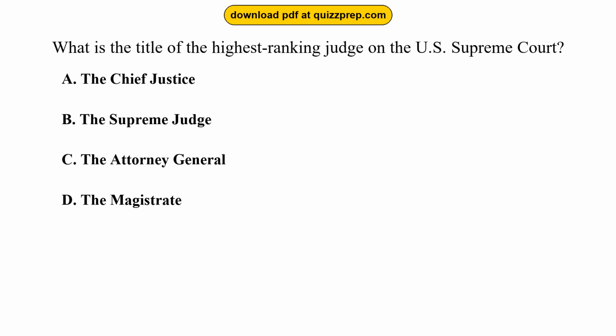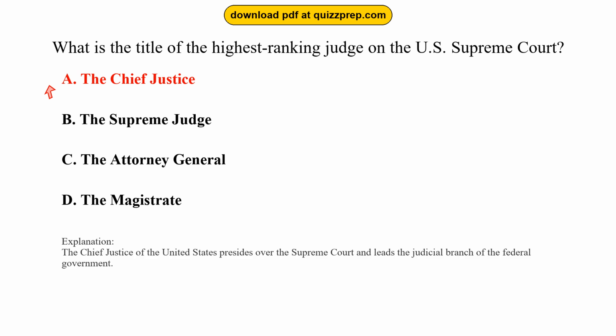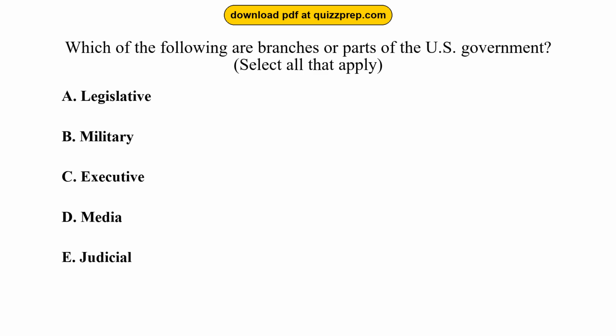Question 96. What is the title of the highest-ranking judge on the U.S. Supreme Court? Option A, the Chief Justice. Option B, the Supreme Judge. Option C, the Attorney General. Option D, the Magistrate. The correct answer is option A, the Chief Justice. The Chief Justice of the United States presides over the Supreme Court and leads the judicial branch of the federal government.